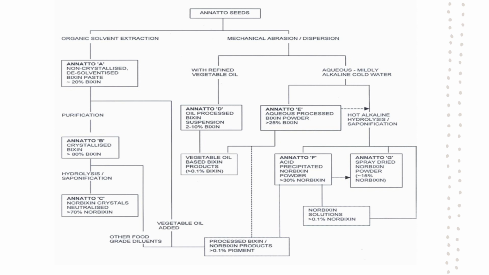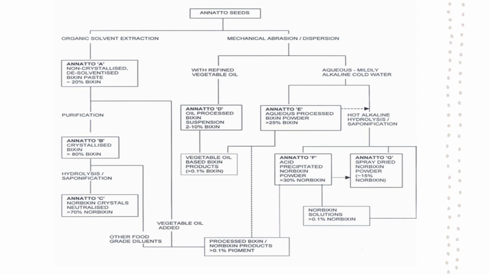You can see there are various annatto types like annatto A, B, C, D, E, F, and G. Annatto A, in which the bixin content is approximately 20%. Annatto B contains more than 80% bixin. Annatto C contains greater than 70% norbixin. And you can see various annatto D, E, F, and G bixin, norbixin concentrations.